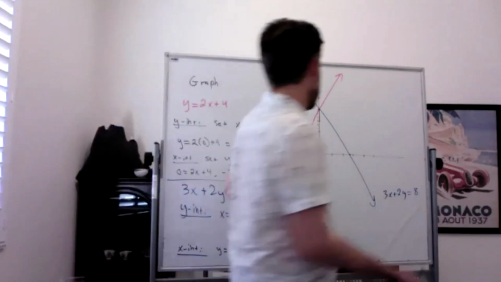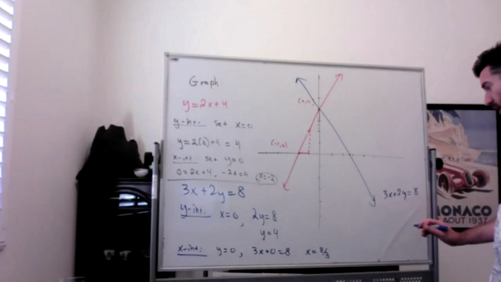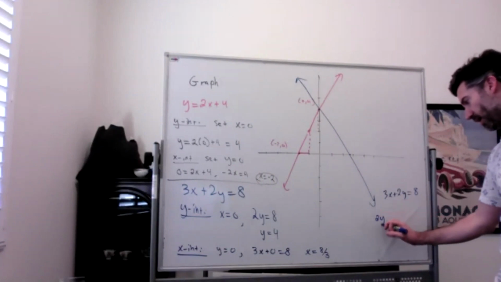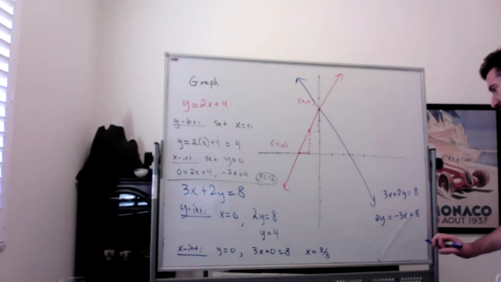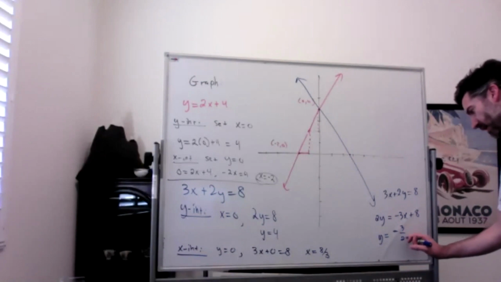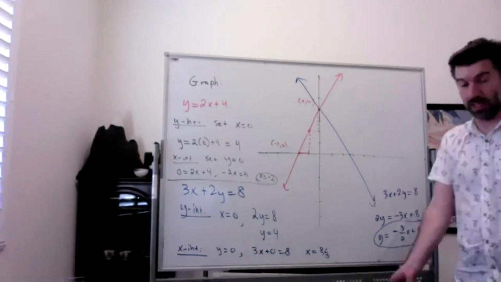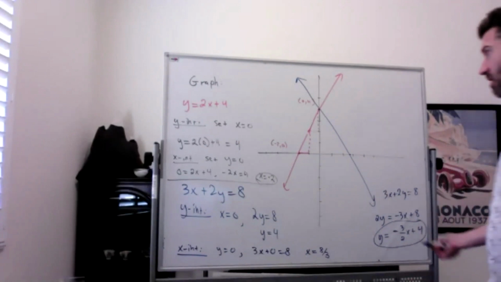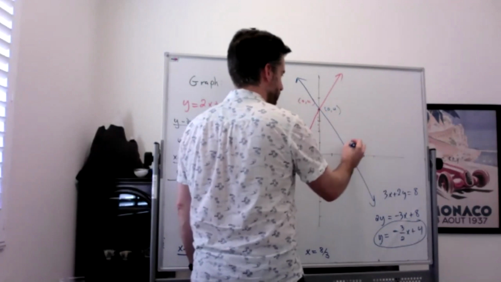Well, we could find the slope if we wanted to by solving for y. So you could say 2y equals negative 3x plus 8. And then y equals negative 3 halves x plus 8 divided by 2 is 4. So if I write it this way, which is the same equation, just written differently, it's easy to see, oh yeah, the y-intercept is definitely also 0, 4.